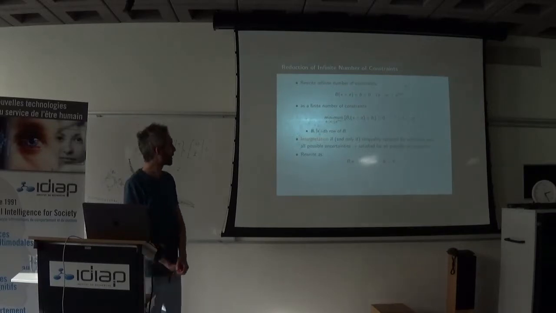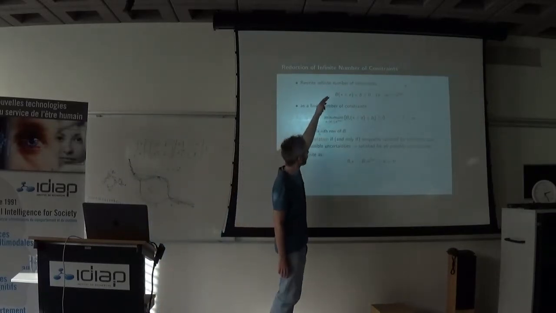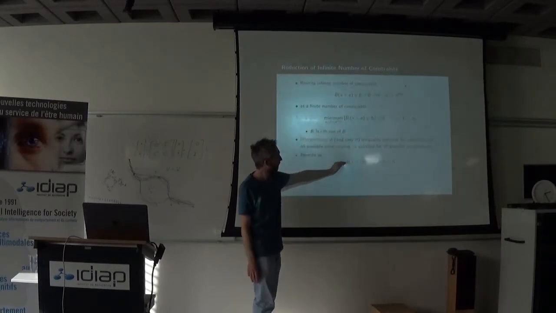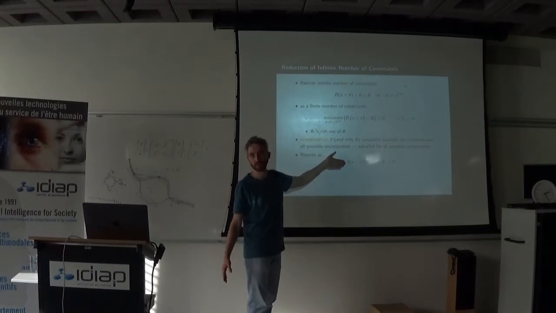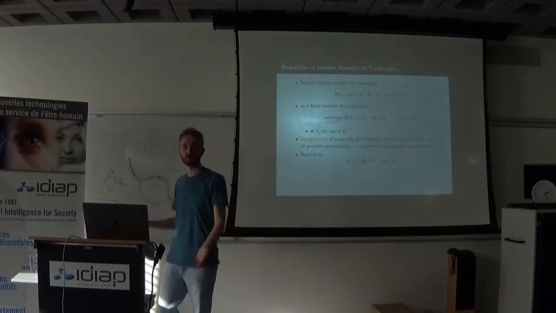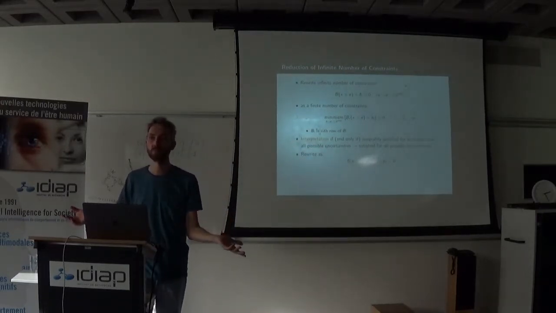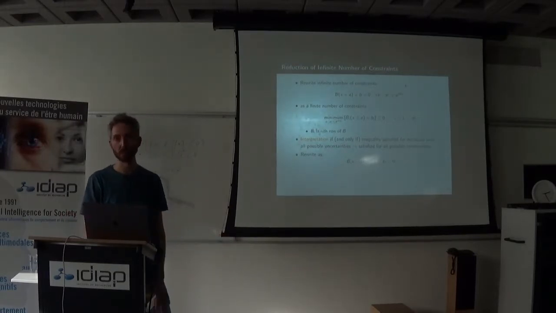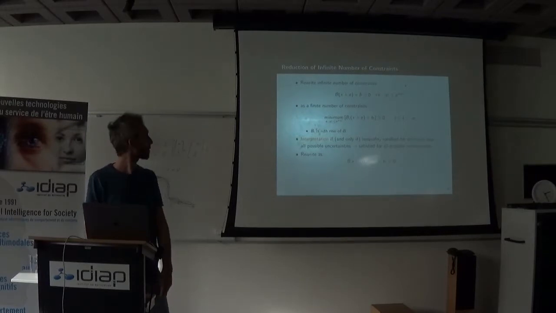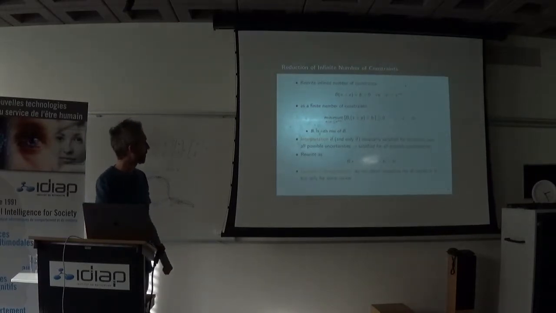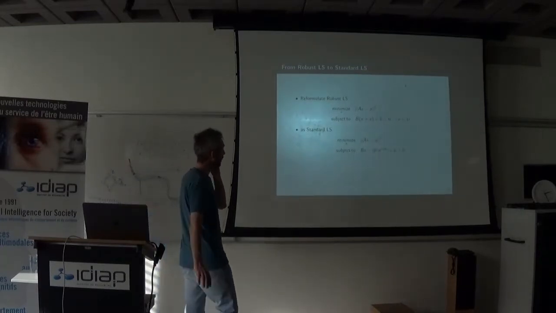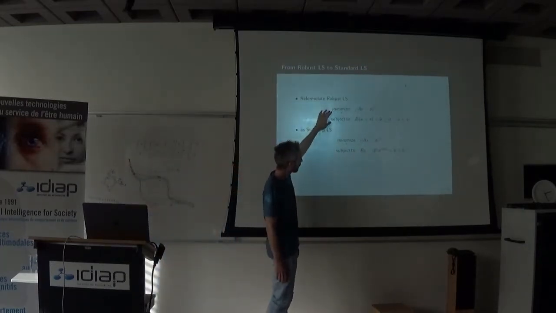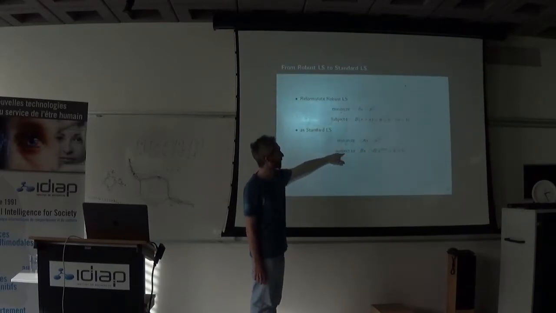Okay, so we went from an infinite number of constraints to a finite number of constraints, and we got lucky because they're still linear. So the shape of our problem hasn't changed. We always get linear constraints. The cost function was the same from the beginning. And so we can rewrite this robust least squares as a standard least squares taking this form.